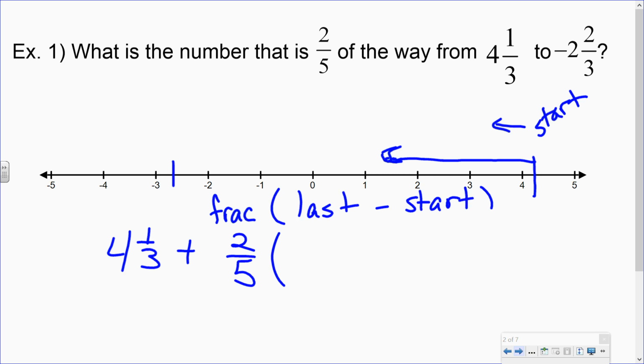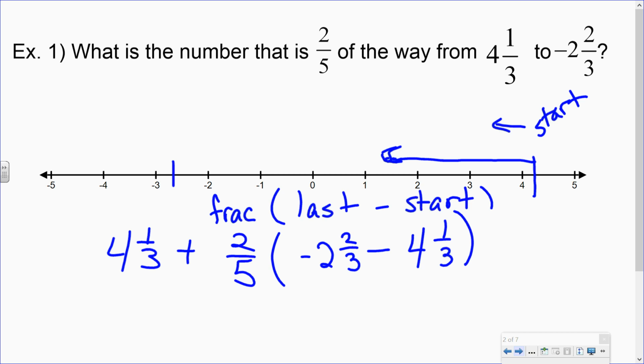If we always do it, the last minus the start, we'll get the plus or the minus correct. So in this case, I need to do not 4 1/3 minus 2 2/3, but -2 2/3 minus 4 1/3. Now I will have a negative in there. So if I take 4 1/3 and then do something negative, I'll be going to the left, which is the correct direction. So does that make sense? Sorry, I miswrote that at first. Does it make sense with what I'm saying now?